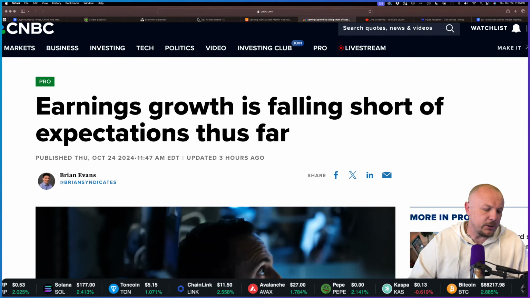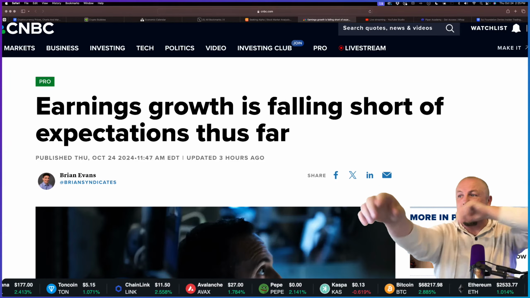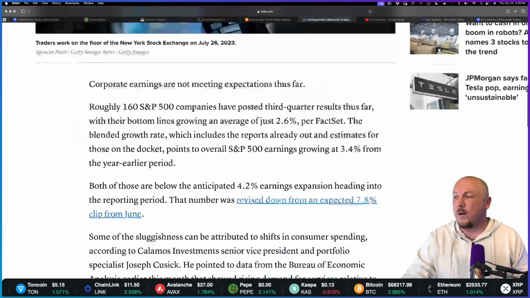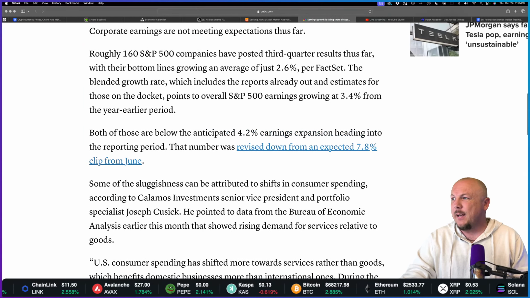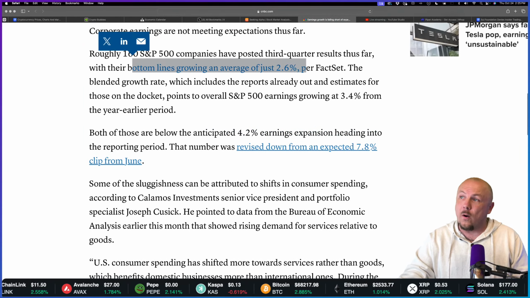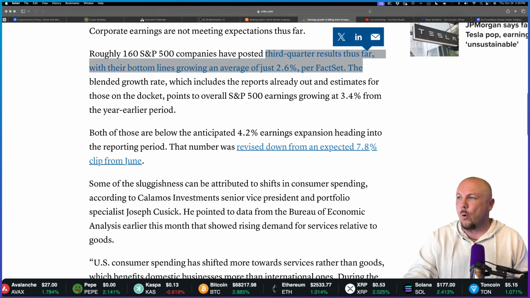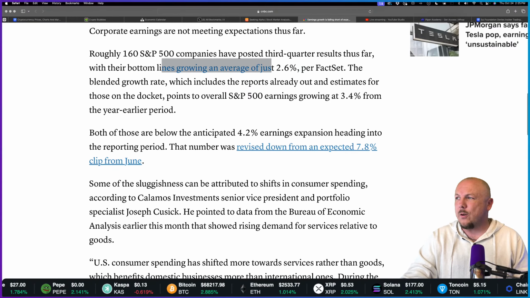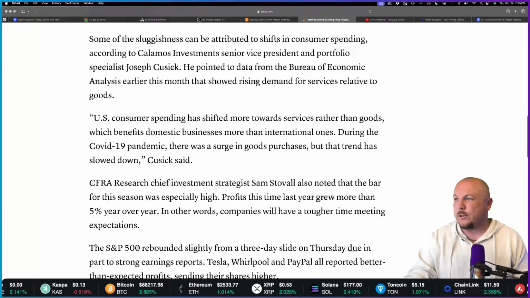Earnings growth, though, guys, it's earnings season. If you guys don't know, all the earnings are coming out right now. And so earnings growth so far is well below the 4.2% earnings expansion that they were anticipating. On average, about 160 of the 500 companies have posted their third quarter earnings results, and they're growing on average at just 2.6%. Way under that 4.2%.